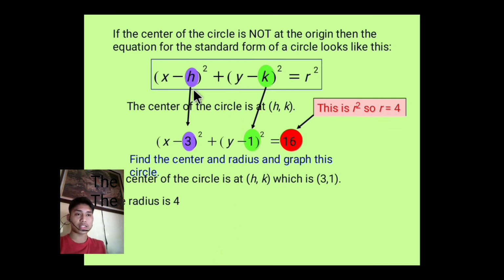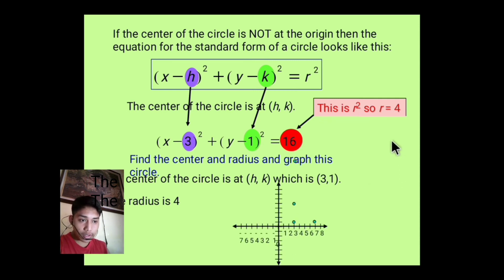For simplification, don't mind the negative sign, or the minus sign. So we have (3, 1). The radius is 4, because the square root of 16 is 4.